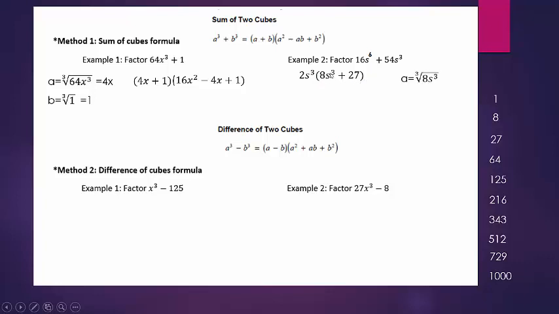So if I take the cube root of the first term, I'm going to get 2s. And if I do the cube root of the second term, I get 3. So I'm going to set up my formula. a plus b, so 2s plus 3. We're going to square a, so 2s times 2s is 4s squared, minus 2s times 3, plus 3 squared.